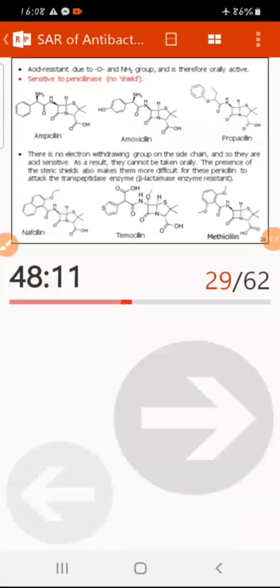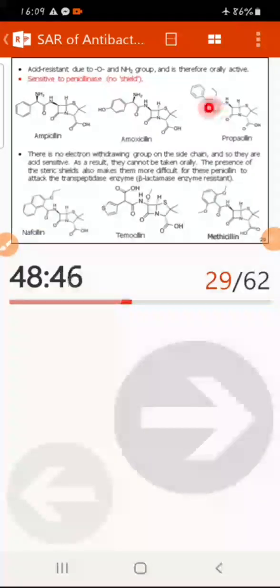Propacillin, the third compound. Let's go to the alpha carbon here. This is the alpha carbon. On the alpha carbon, there is oxygen. Oxygen is an electron withdrawing group. Therefore, propacillin is acid stable, orally active. But oxygen is not hydrophilic. There is no other hydrophilic group directly connected on the alpha carbon. Therefore, propacillin's activity is not broad. It is narrow.